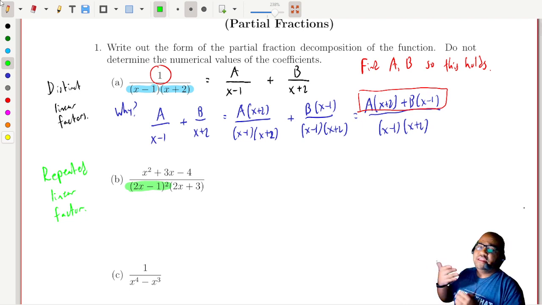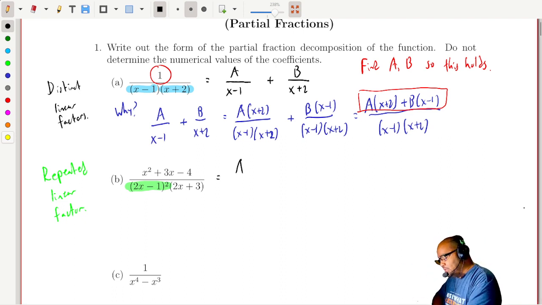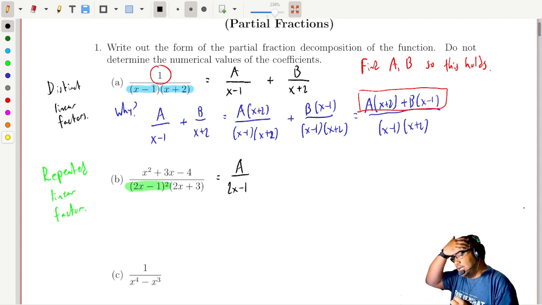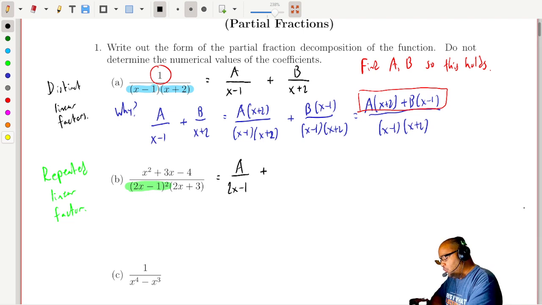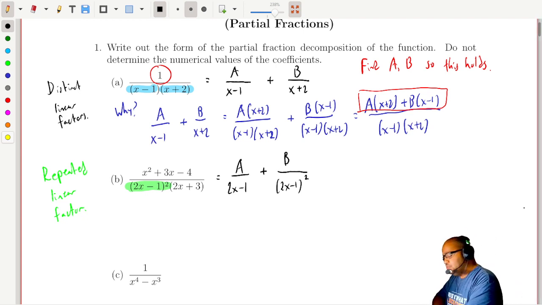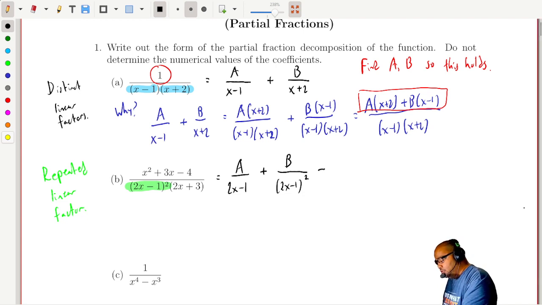Now, when I have a repeated linear factor, I still need to write a fraction with that thing as its denominator. So I'm still going to have something of the form A over 2x minus 1. But when I add the fractions, I still need to somehow account for that second copy of 2x minus 1. So we're going to put down another copy of 2x minus 1, but instead it's going to be a square on the bottom now. And the top is going to be a constant B at worst.